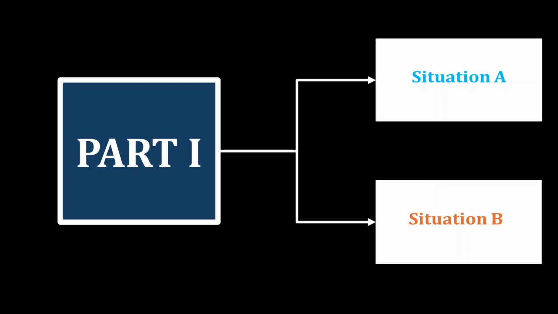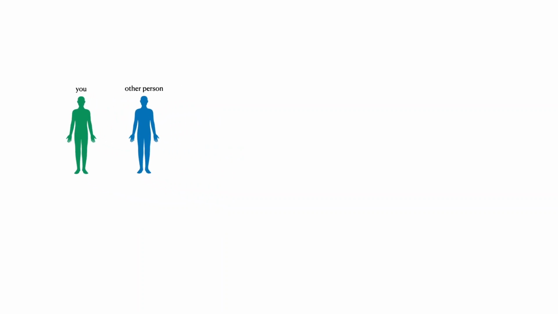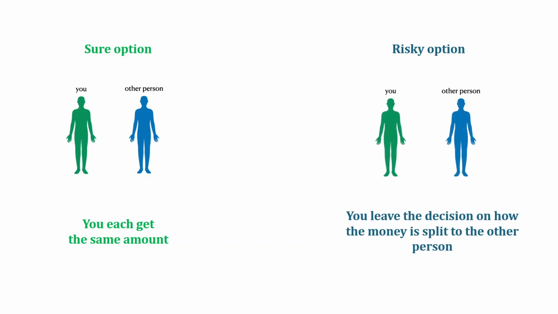We will now present you with the choice situation A that you will face. There will be 2 persons, you and an anonymous other person, deciding how to split an amount of money. You get to choose between a sure option with the same amount paid to you and to the other, or a risky option. In this case, you leave the decision on how the money is split to the other person.